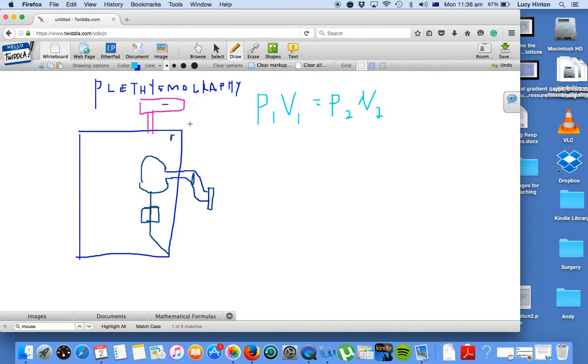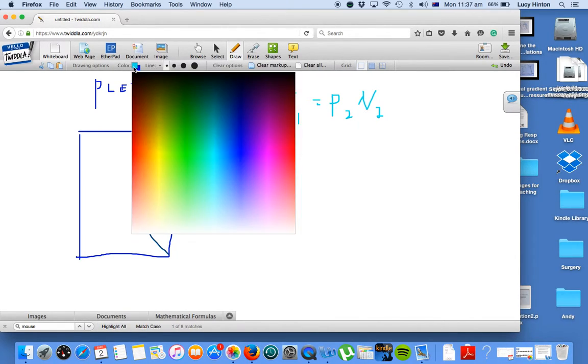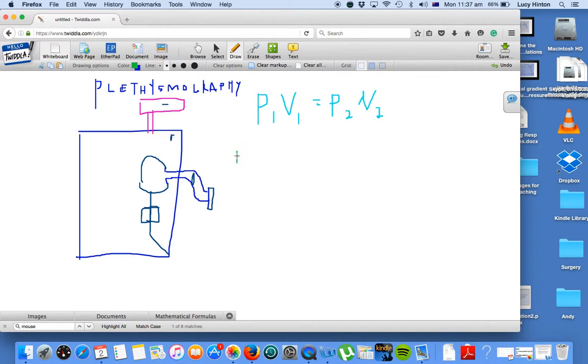Therefore, if the pressure inside the box before and after is known as P1 and P2, and V1 is the volume inside the box, we can work out the change in volume with expiration. This is known as P1 V1 equals P2 times the initial volume minus the change in volume.